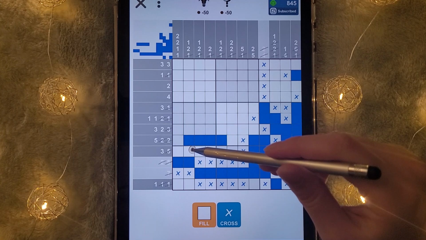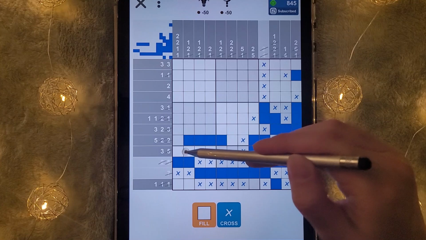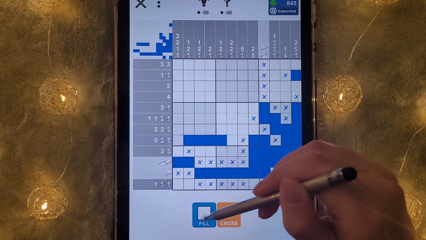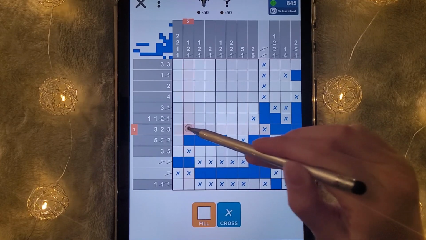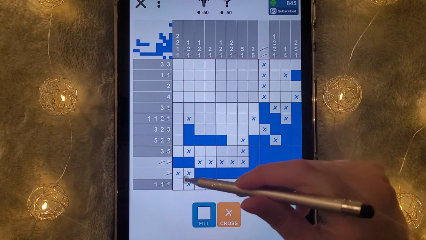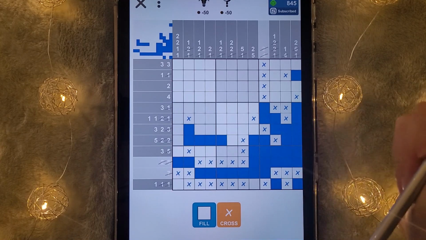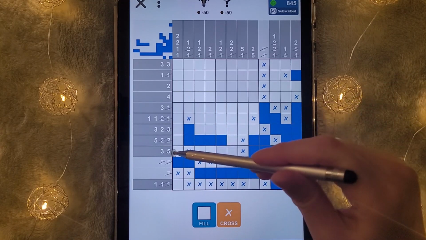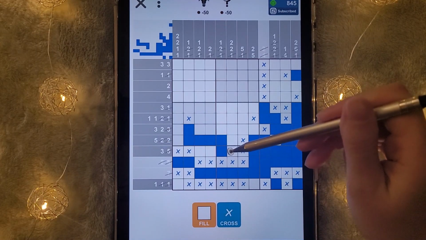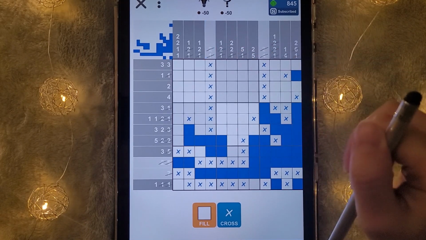Let's see. Okay, so we know that this one has to be the 1 because it can't connect. We don't have a 3 in this row, so those have to be separated. So that's a 1. That has to be the 2. And then we don't have anything under the 1, so that has to be crossed out. And then down here we only have these 2 options for this one, so we can't quite place it. But I can put an X here for this 3, and then let's count in 1, 2, 3, 1, 2, 3. And then now we've filled in that one.